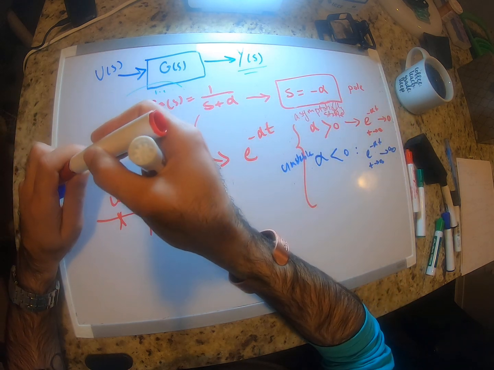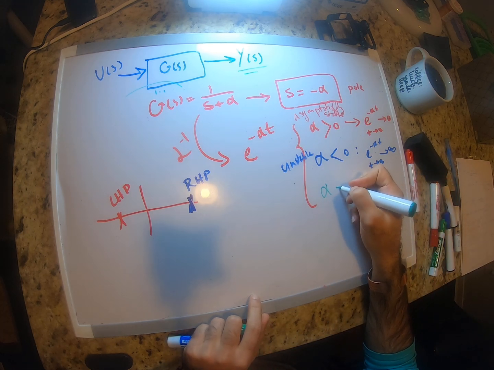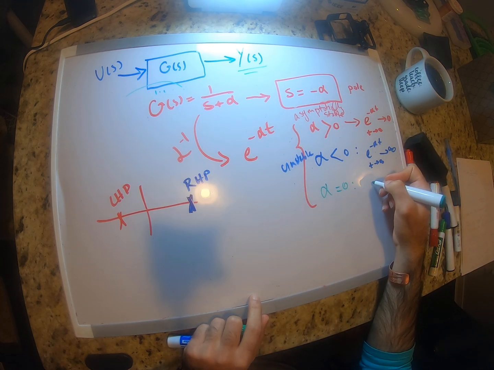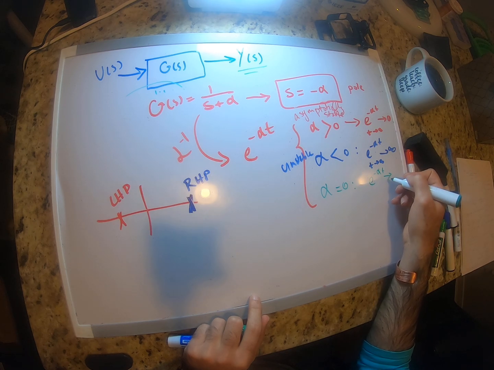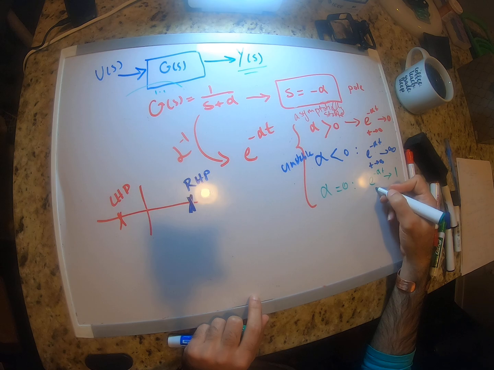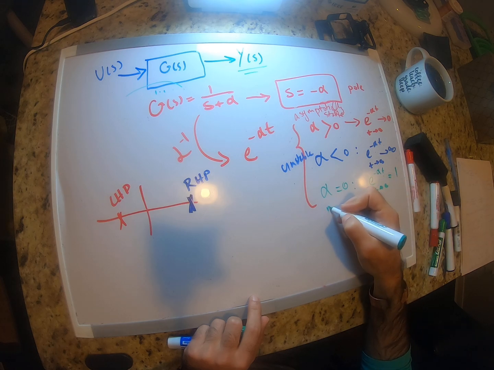If alpha is equal to 0, then e to the power negative alpha t is gonna go to 1. It doesn't matter what t is, right? It's gotta be equal to 1, right? So this is marginally stable.